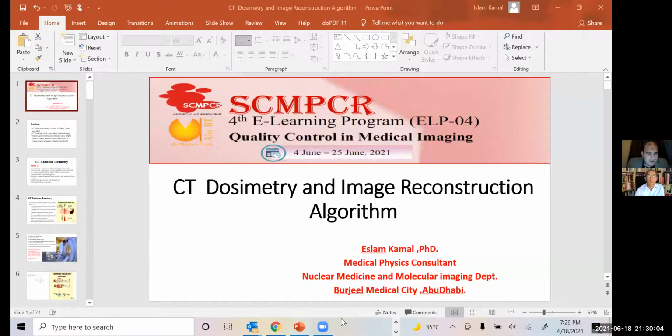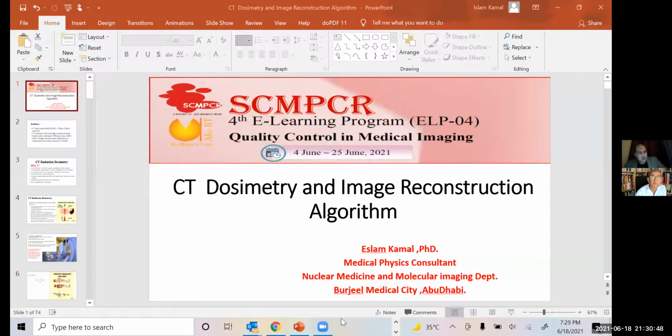Despite having so many dedicated CT dosimetry methods, why is it so challenging to conduct precise and accurate CT dosimetry, and what could be the causes behind this?